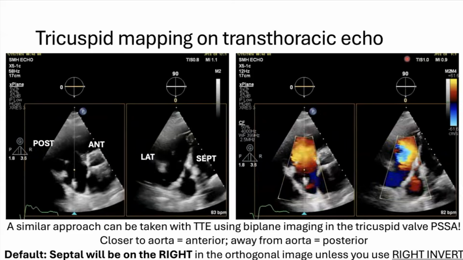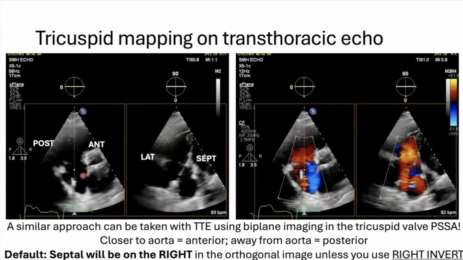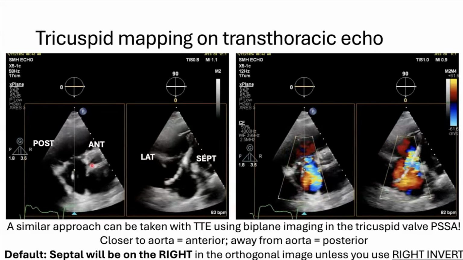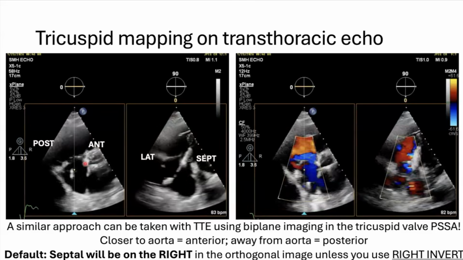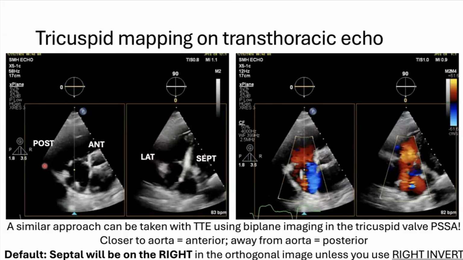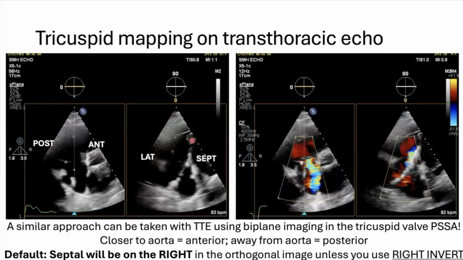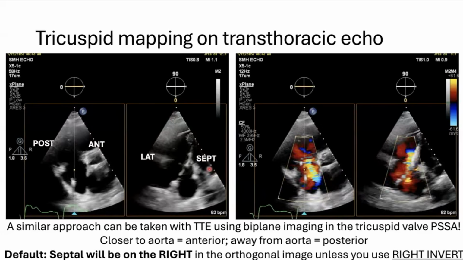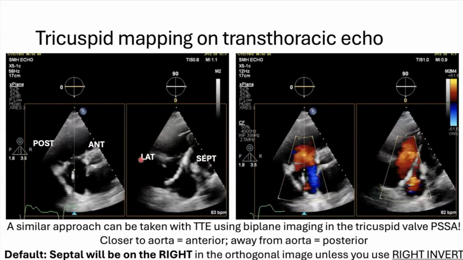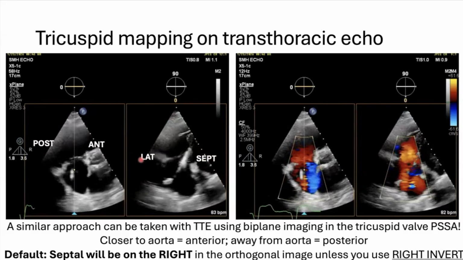This is images from our lab where the sonographer mapped the tricuspid valve using the short axis here. Again, closer to the aorta is anterior and away from the aorta is posterior. So that's kind of your home base to know where you are. Then by applying your X-plane here, it will produce the septal on the right and the lateral on the left. And you can get into the same orientation as TEE by using the right invert. I'll show you that in a second.